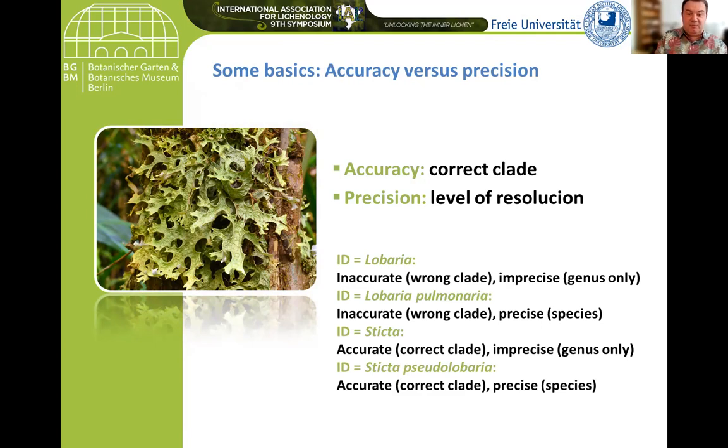If I name it Lobaria pulmonaria, which I can tell you there are herbarium samples that have this name, it would be inaccurate. It would be precise to the species level, but of course it would be the wrong clade. Sticta would be the correct clade, so it would be accurate. It would be imprecise because it's only to genus level. And if I name it Sticta pseudolobaria, it's accurate and it's precise. So I think these definitions are very important when it comes to assessing the level of identification in a work.